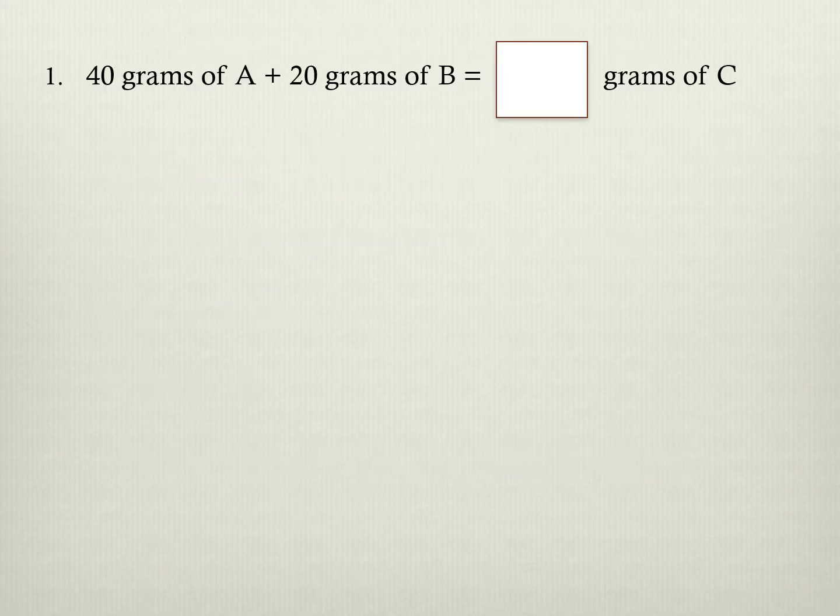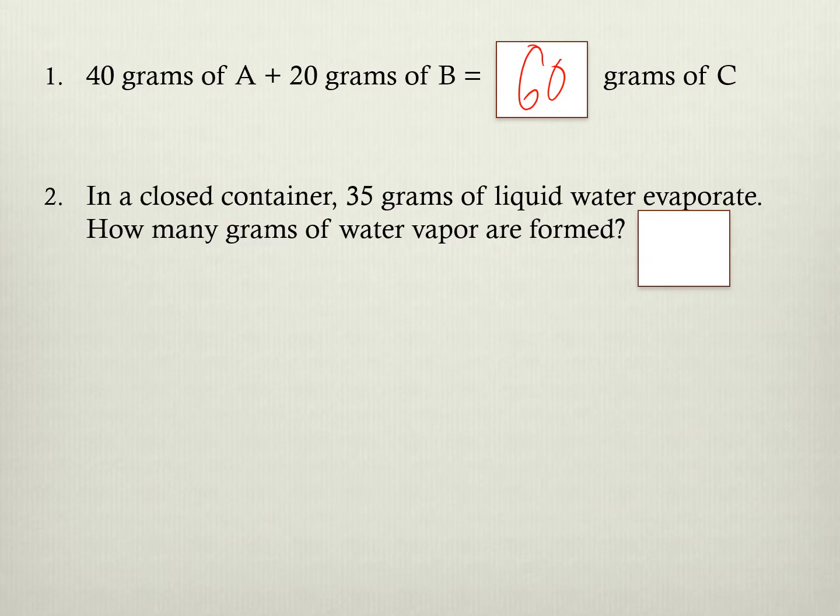For example, if we have 40 grams of A and we add 20 grams of B to it, how much total grams of C should we get? Should be the same 60 grams. It's just adding the two numbers up. If we have a closed container with 35 grams of liquid water inside and we let it evaporate, how much water vapor is made? Should be the same 35 grams, since the water only changes form. You're not actually creating or destroying anything. You're just moving it from one form to another.